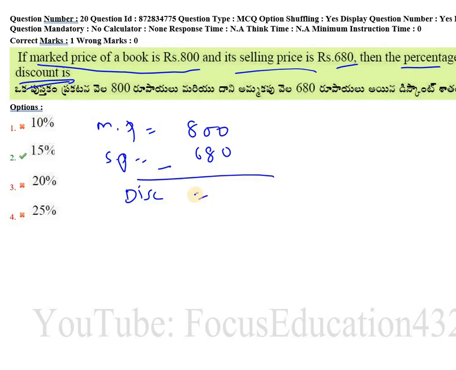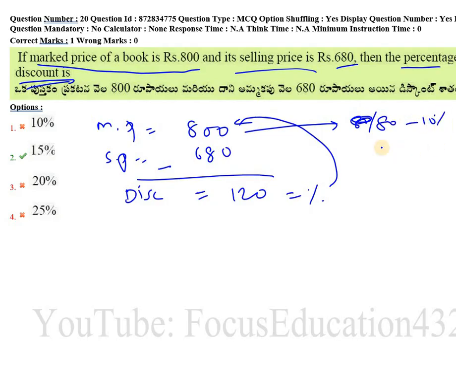Discount means subtract from the market price, whatever price is available on the book, what they have given it to you. 800 minus 680, how much? 120. So now we have to know this 120 is how much percentage of 800. Right or not? Easily you can do it overall also. For 800, 10% is 80. 5% is 40. So 120 means 15%. Directly also you can do.